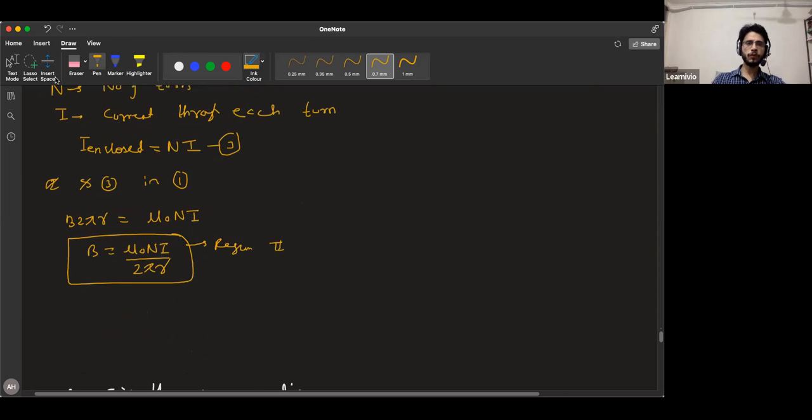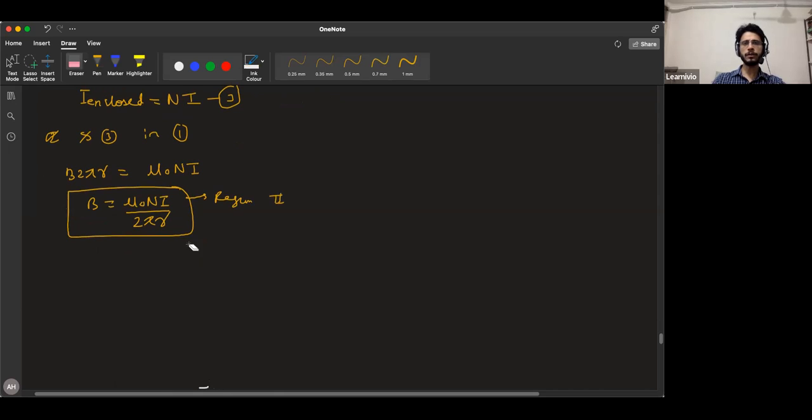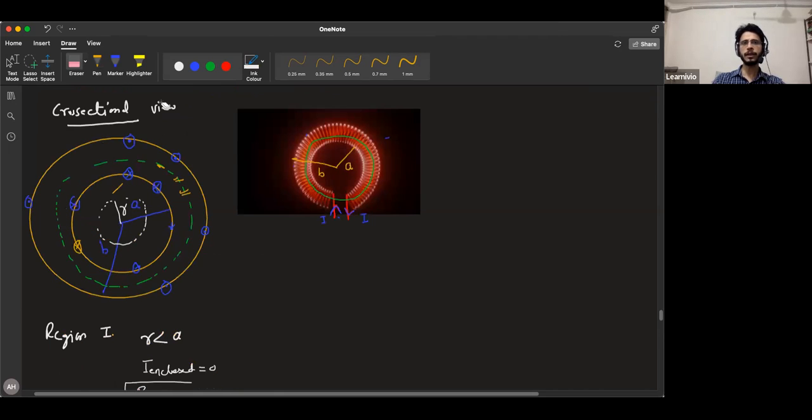There are some more calculations that we can do here. What is the length of the toroid? See, this is the toroid, inner radius A, outer radius B. What is the total length of the toroid? The inner and outer radius are given, but I'm asking about the total length. What is the total length? 2 pi into B minus A?